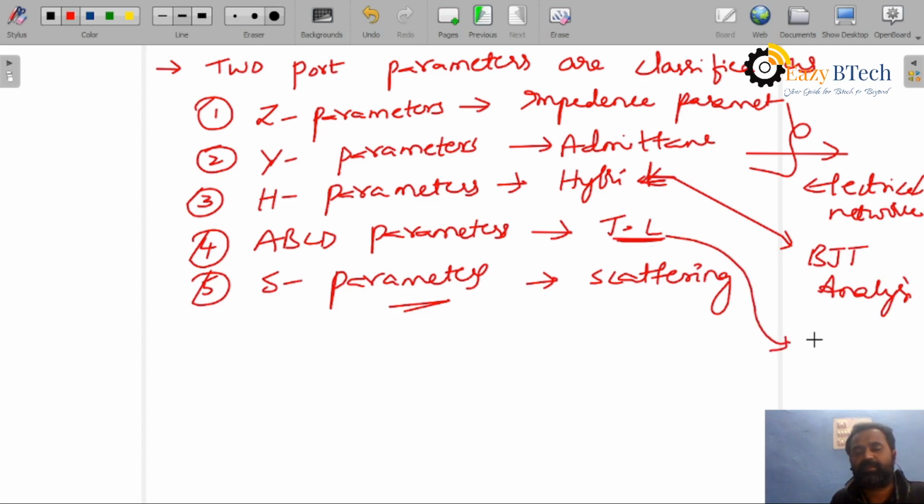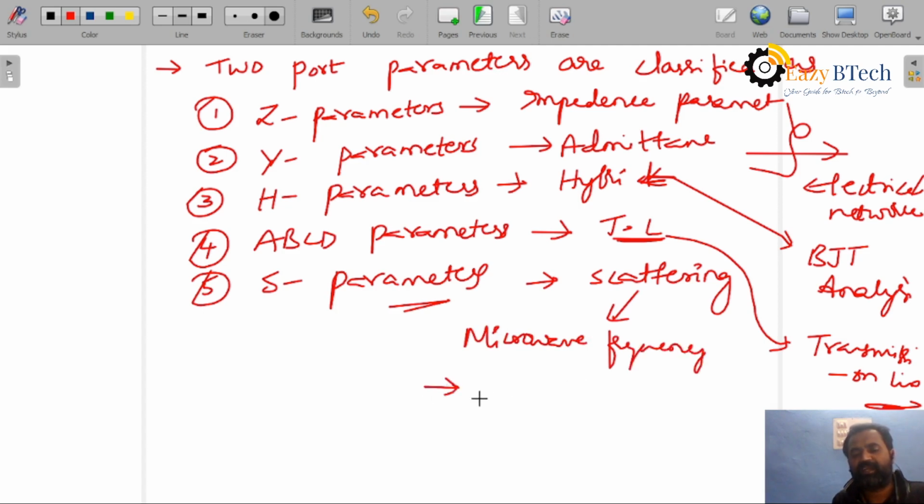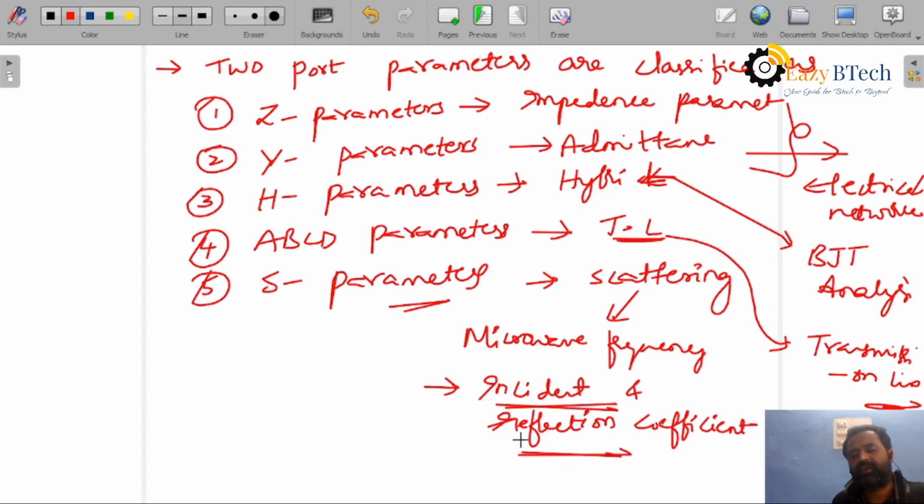The ABCD parameters are for the transmission lines, in the transmission line equation. Scattering parameters are for microwave frequencies, incident and reflection, incident and reflection coefficient. For incident and reflection coefficient calculation purpose we may use these S parameters.